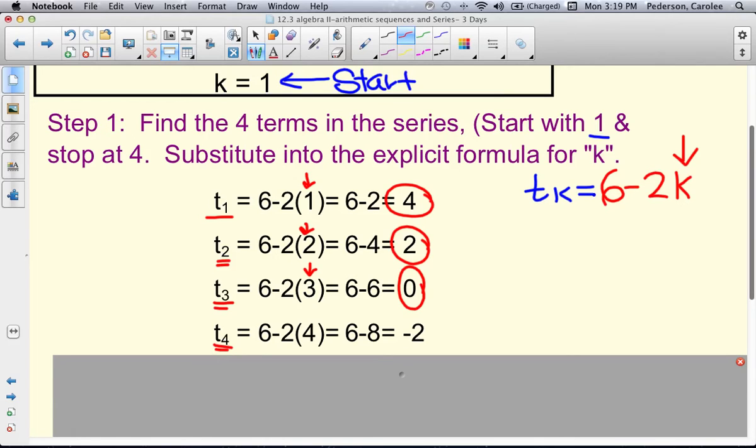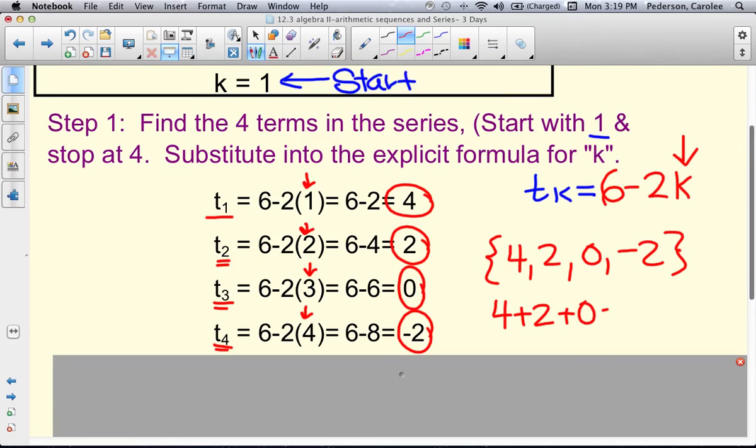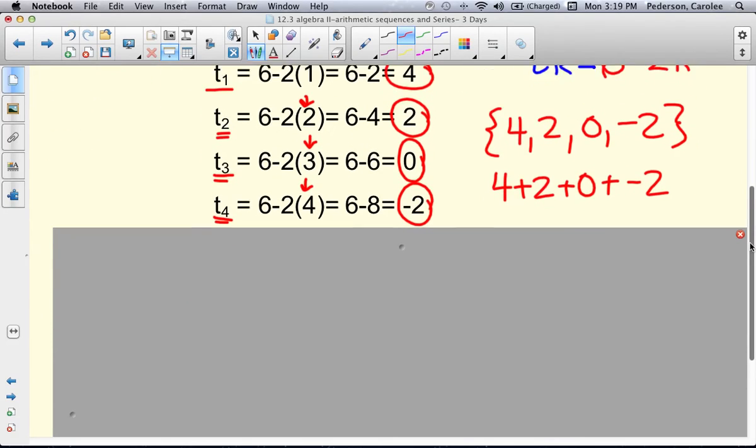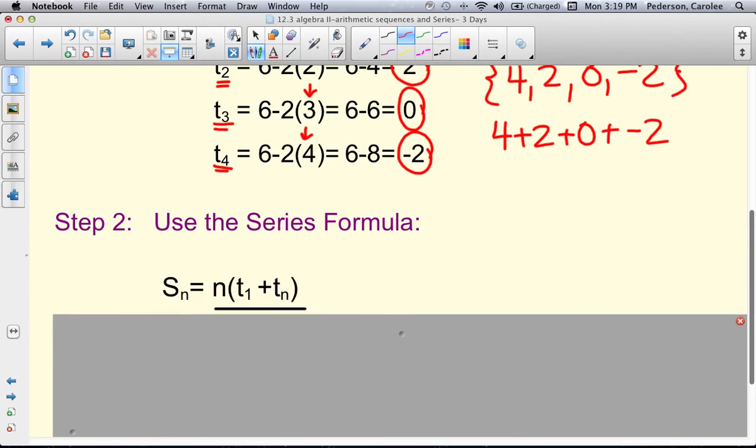Now I substitute 4 in for k. 2 times 4 is 8. 6 minus 8 is negative 2. So these are the 4 terms. If you were to write it as a sequence, it'd be 4, 2, 0, negative 2. If you wanted to add them, you would say 4 plus 2 plus 0 plus negative 2. And that's how you can use summation notation to find the terms or add the terms.